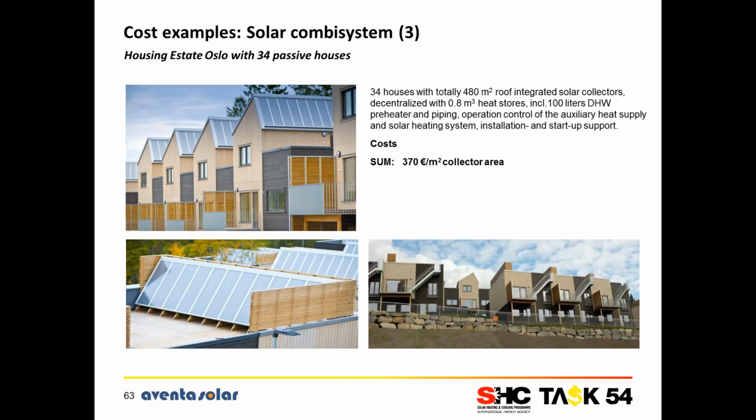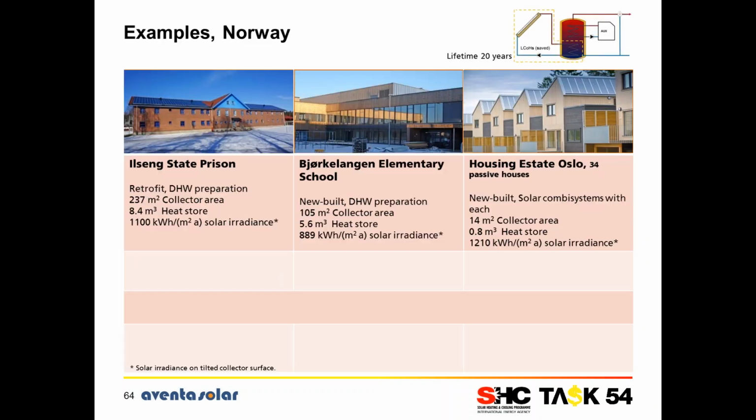And my last example is a housing estate in Oslo with 34 passive houses. Here we have a total of 840 square meters divided on these 34 different units. It's decentralized heat storage with 0.8 cubic meters heat store. The costs also include a 100 liter domestic hot water preheater, piping, operation control, auxiliary heat supply, and solar heating system installation and startup support. And here we also end up with 370 euros per square meter collector area in costs. So, I try to make a comparison on my last slide.